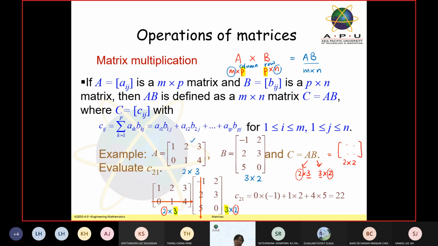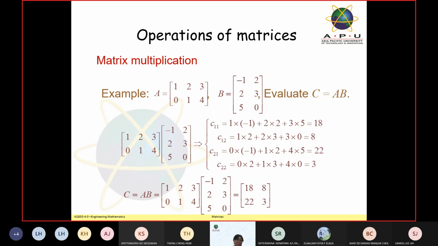Remember, when we multiply matrices, we take the rows from the first matrix multiplied by the columns of the second matrix: row times column. So how do we take row times column? For example, how do we get this 18? We take the first row and multiply with the first column. When I multiply the first row with the first column, I get the element of the first row, first column. So 1 times -1 plus 2 times 2 plus 3 times 5. You can see the calculation is showing here. And when you add it up, it is 18.